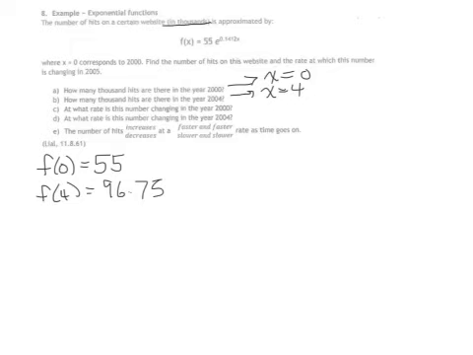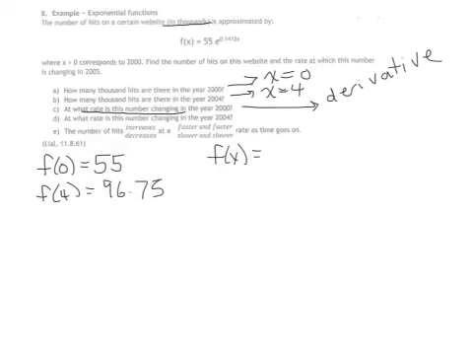Okay, question part C says, at what rate is this number changing in the year 2000? Now that's very important. At what rate is this number changing? When you see rate of change, you're going to immediately say, oh, they want me to find the derivative of this function. So we're going to write the function down. f of x is equal to 55 e to the 0.1412x. And remember, this is an exponential function, so we're not going to be using the power rule. We're not going to be using any other rule except the exponential rule.